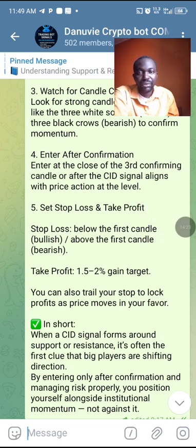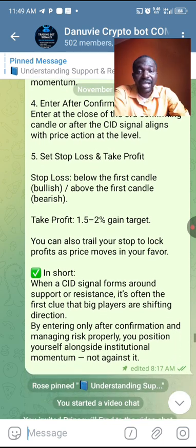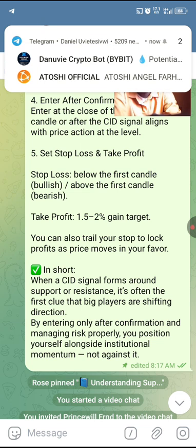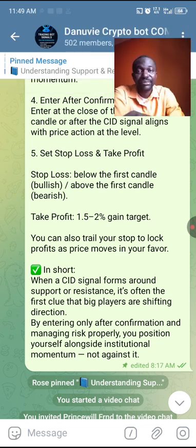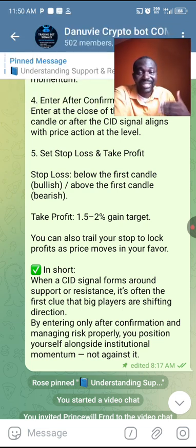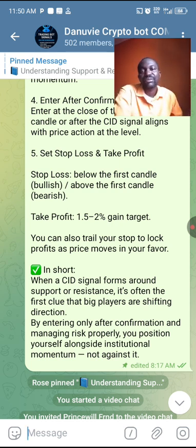All right. So in short, which means in summary, when a change direction signal forms around support or resistance, it's often the first clue that big players are shifting direction, which means the big players are moving the price in a certain direction. So, okay, by entering only after confirmation and managing risk properly, you position yourself alongside institutional momentum, not against it.